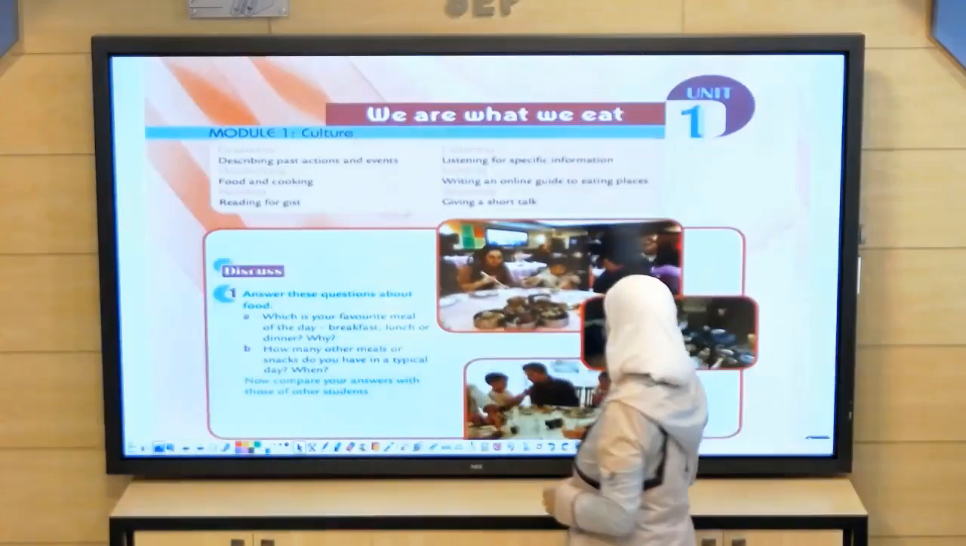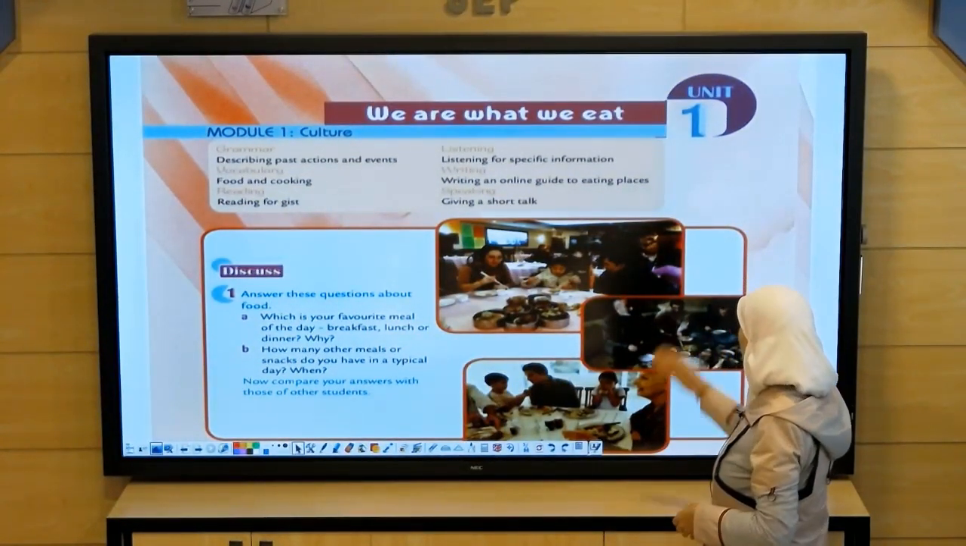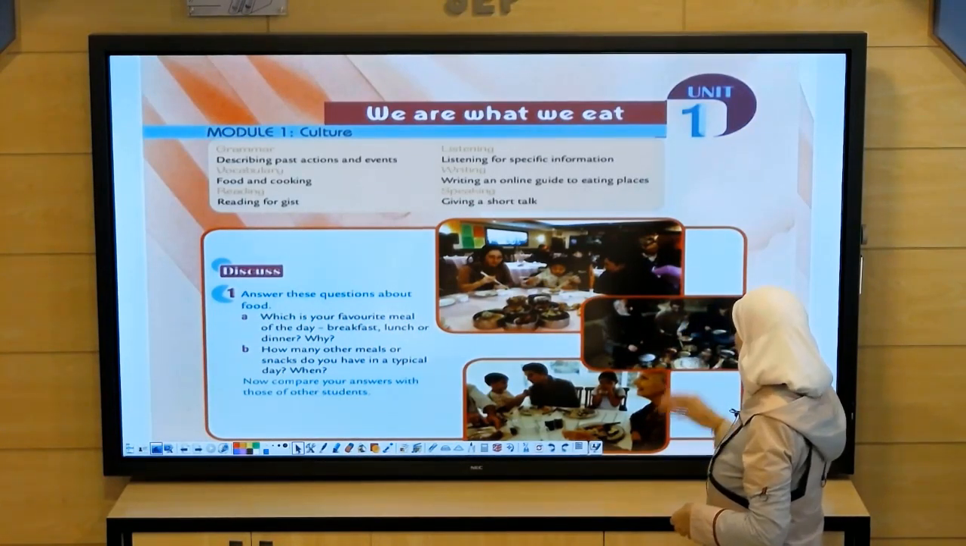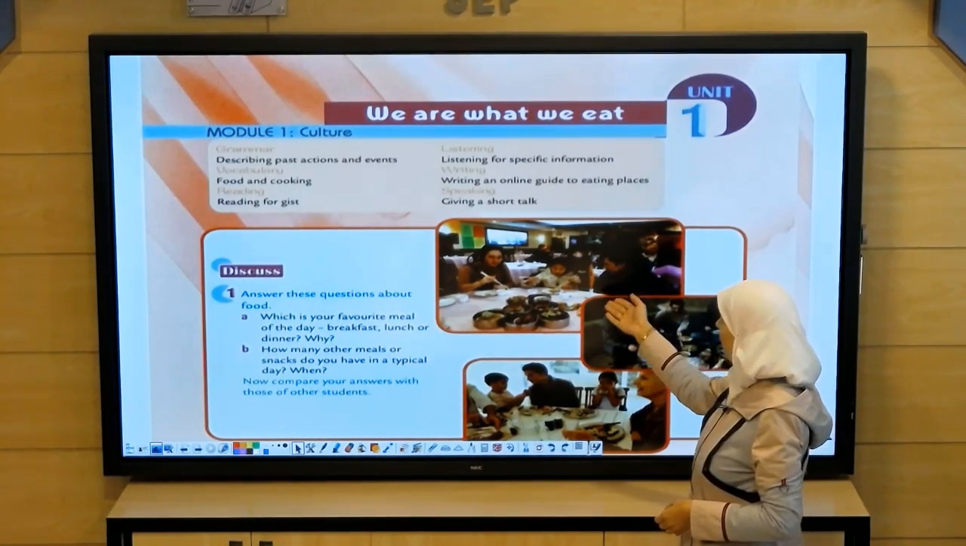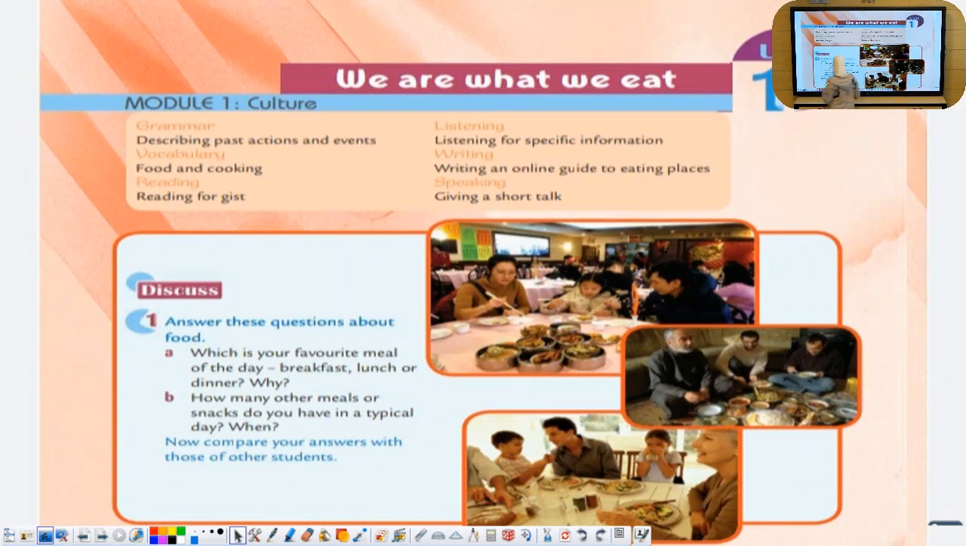Let's begin our lesson by asking some questions. I want you to think of them after looking at these pictures. As we can see, we are seeing families eating all around the world. My question for you is, which is your favorite meal of the day? We have three meals in the day: breakfast, lunch, or dinner. Which is your favorite meal? For me, it is lunch, because it's more delicious than other meals, and it has a lot of variety of dishes. B, how many other meals or snacks do you have in a typical day?